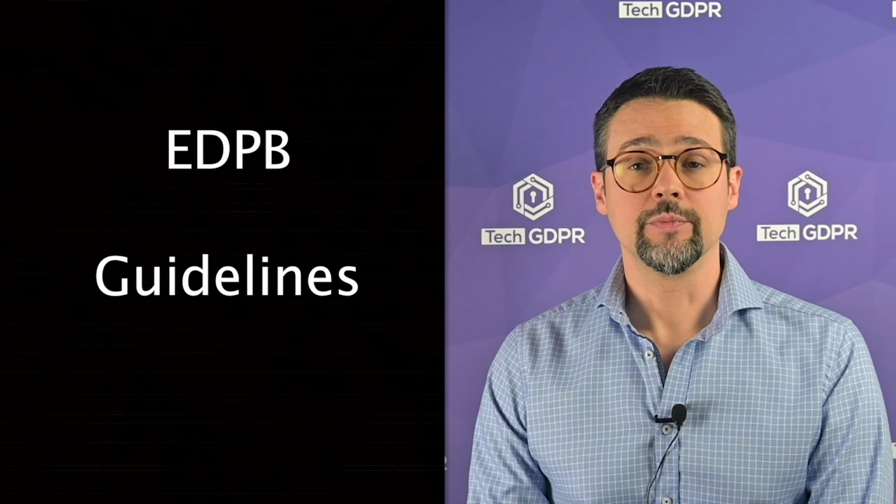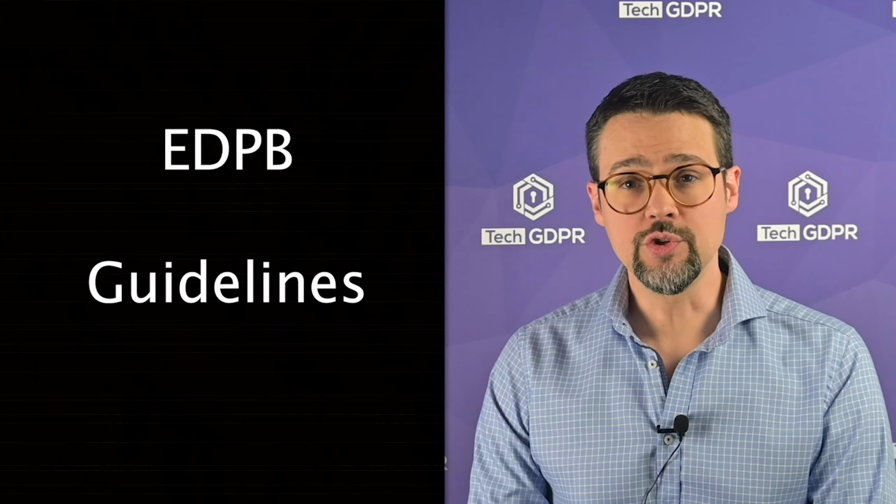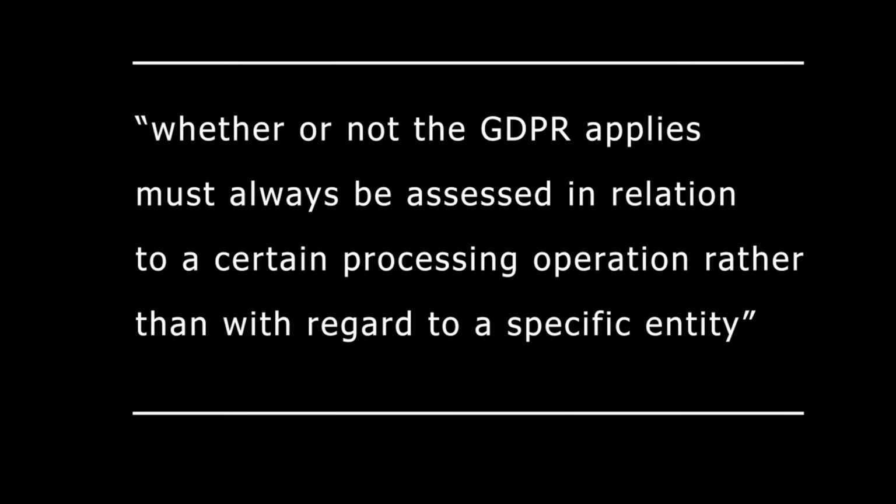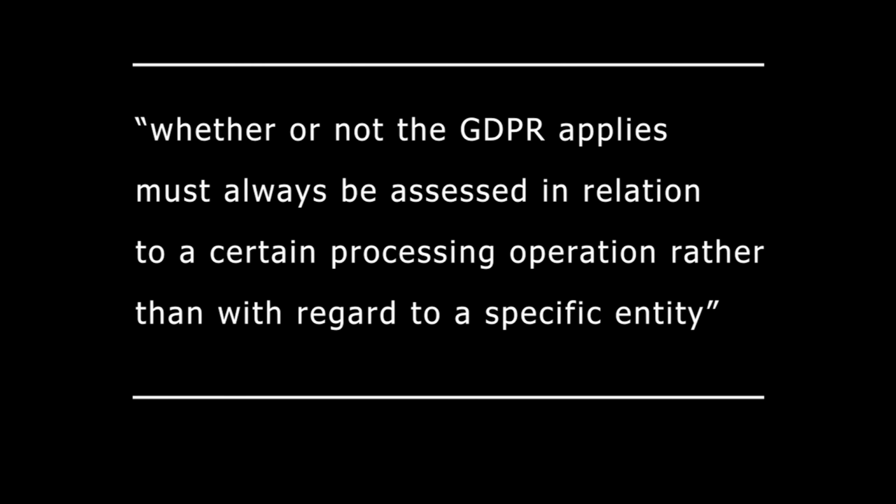In determining whether an international data transfer has occurred, the specific data processing activity must be taken into consideration. This simply means that an international data transfer does not happen on a per-company basis, but per processing activity. The EDPB guidelines put it more accurately. Pursuant to Article 3, whether or not the GDPR applies must always be assessed in relation to a certain processing operation rather than with regard to a specific entity.